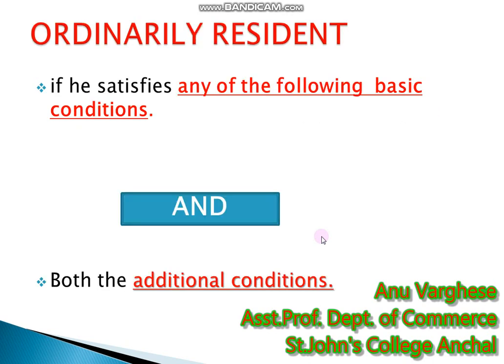Now let us check who is ordinarily resident. We have already discussed what the basic conditions and additional conditions are. Now let us see who is ordinarily resident. If an assessee satisfies any one of the basic conditions and both the additional conditions, we can categorize that assessee as ordinarily resident.